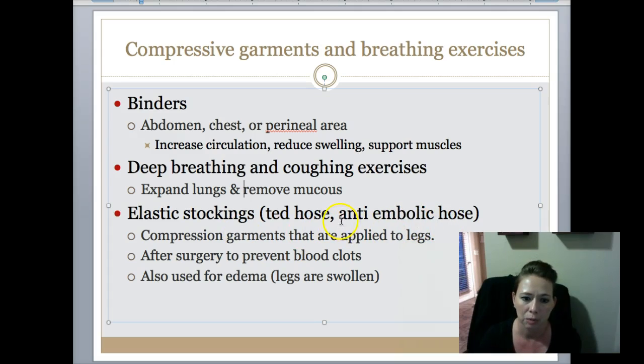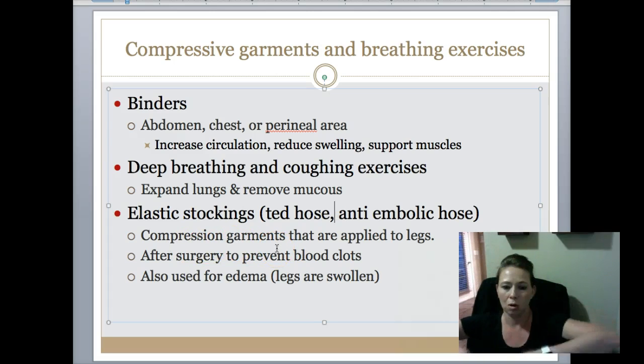They're also going to go over elastic stockings, which other names are TED hose, anti-embolic hose, something in that nature. We'll actually go through this skill in lab. So please make sure you're taking notes to this one and knowing how to put on your stockings. They are compression stockings, but they're applied to the legs. Some go up to the knee, and some go up to the calf.